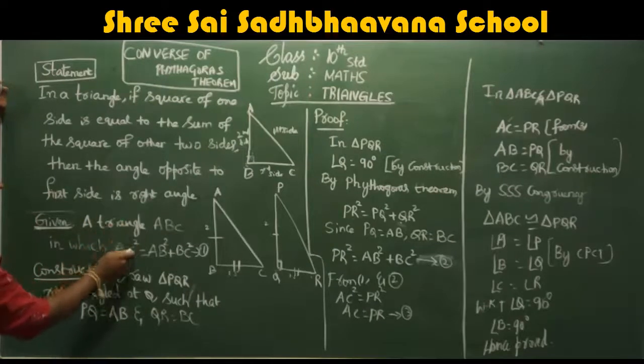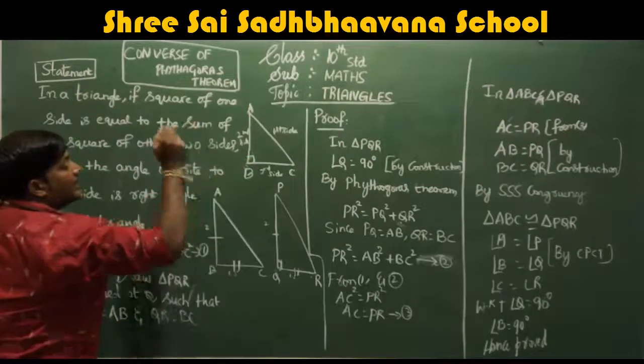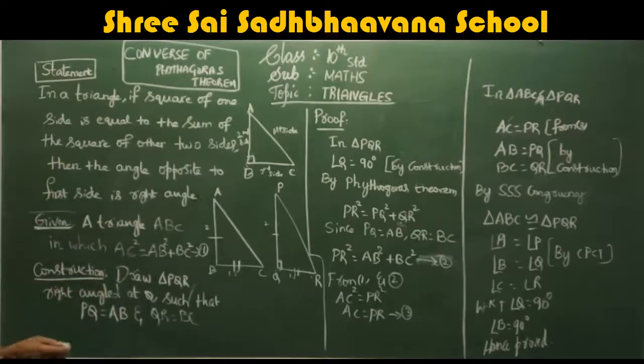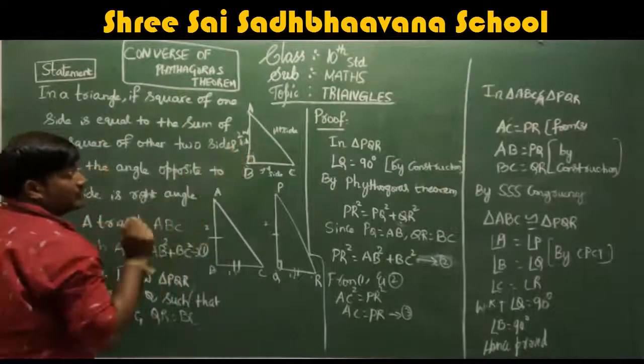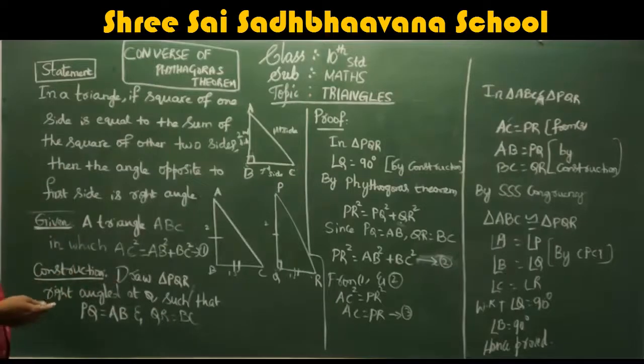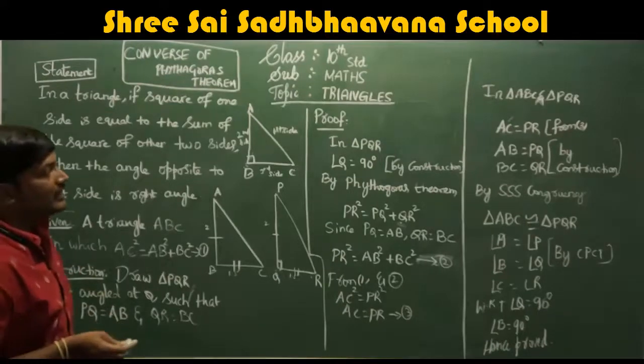They only gave that in a triangle ABC, AC square is equal to AB square plus BC square. If this condition is satisfied, then we can prove that angle B is a right angle. What is angle B? Angle opposite to the first side. Remember, don't get confused. What is that angle opposite to the first side? It is the angle opposite to the longest side. AC is the longest side, so the angle opposite to it is angle B. That angle B only we have to prove as 90 degrees, a right angle. I hope you understood what exactly we are telling.